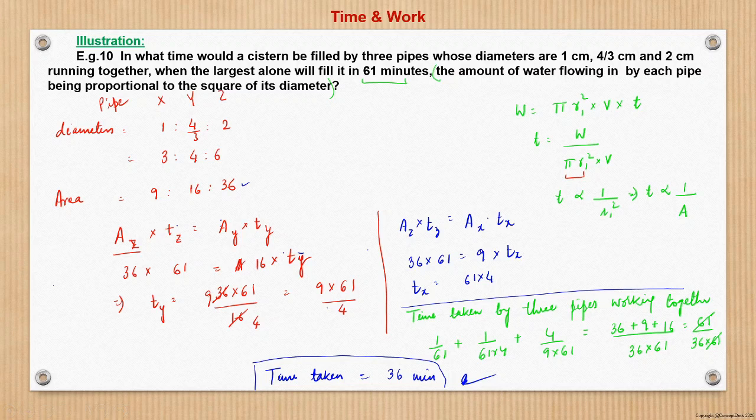So simple only. The only thing we had to know, and that we had seen in the opening slide itself, is that area is inversely proportional to time. And here diameters were given, so the ratio of areas will be the square of the diameters or the square of the radius. And if we know the ratio of areas, then we can use the property that time is inversely proportional to area. So Az into Tz is equal to Ay into Ty. So that way we can use it and get to the answer.